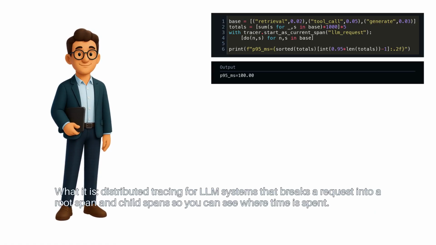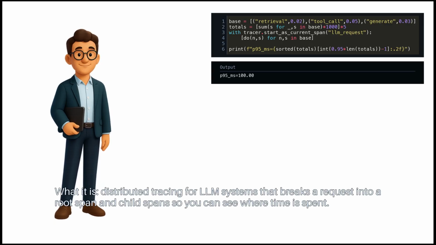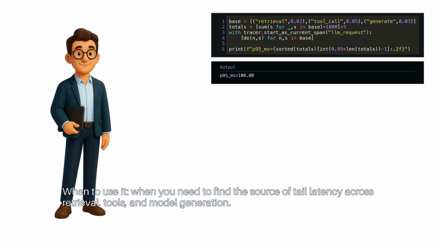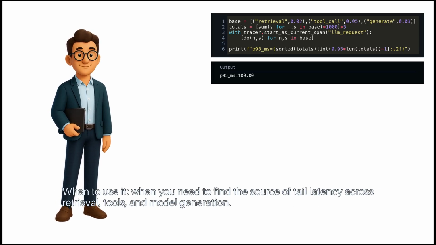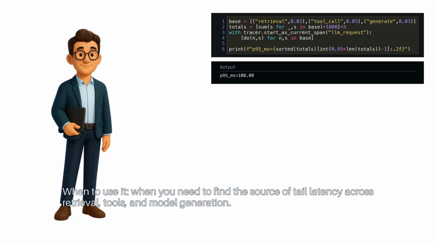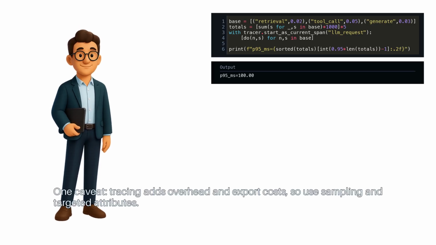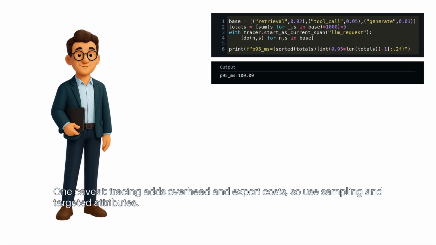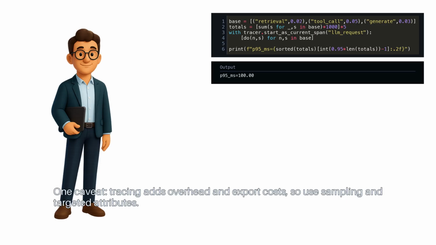Recap. What it is: distributed tracing for LLM systems that breaks a request into a route span and child spans so you can see where time is spent. When to use it: when you need to find the source of tail latency across retrieval, tools, and model generation. One caveat: tracing adds overhead and export costs, so use sampling and targeted attributes.